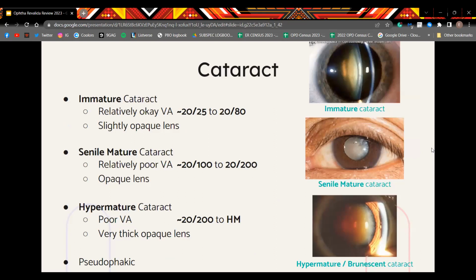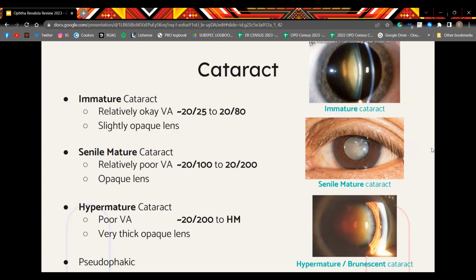Cataracts are also classified based dun sa pagkahinog ng cataract, no? Kapag immature pa yung cataract, manipis pa siya, relatively okay pa yung VA ng patient. Sometimes nga 20/20 pa yung VA ng patient eh. So about mga 20/80, yun, mababa pa yun. Manipis pa yung cataract nun. So slightly opaque pa lang sila.